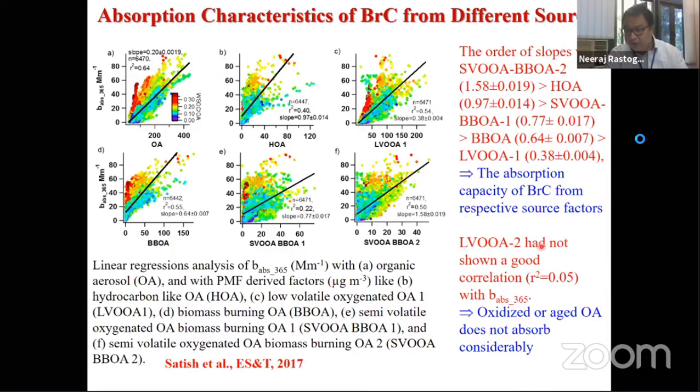We have not plotted this here, and this was the lowest with the poorest correlation, and this is the most oxidized aerosol, low volatile oxidized aerosol. So what it means is that oxidized organic aerosol does not absorb considerably, or you can say that after emission, as the aerosol gets oxidized, its absorbing properties decrease.